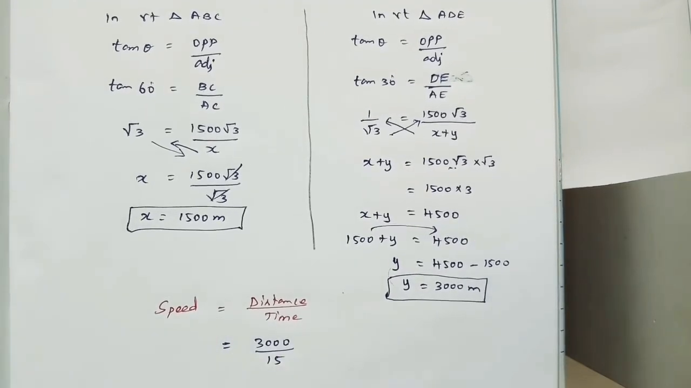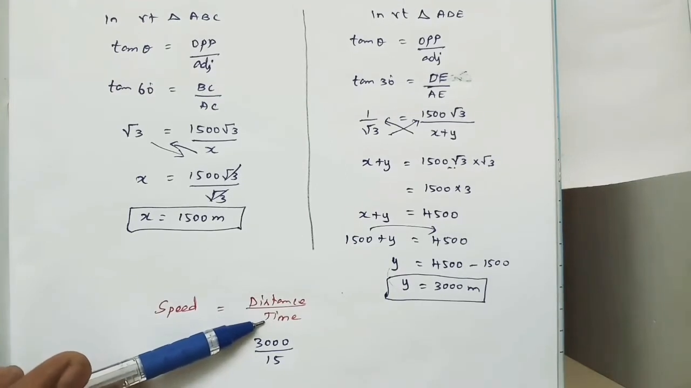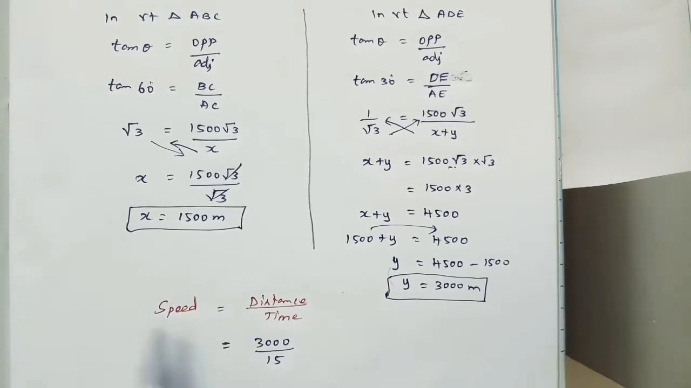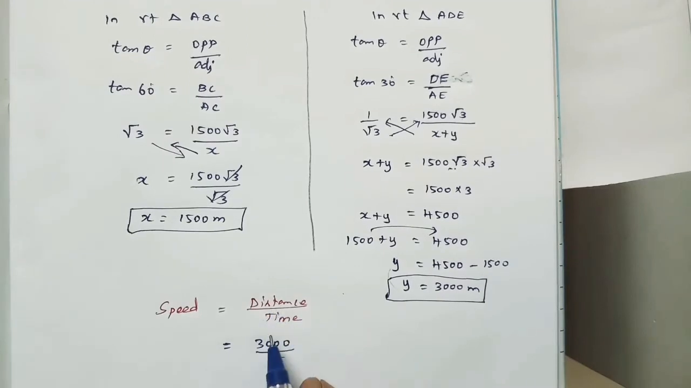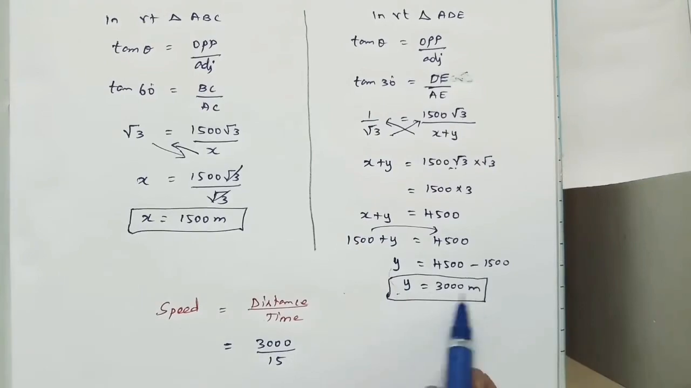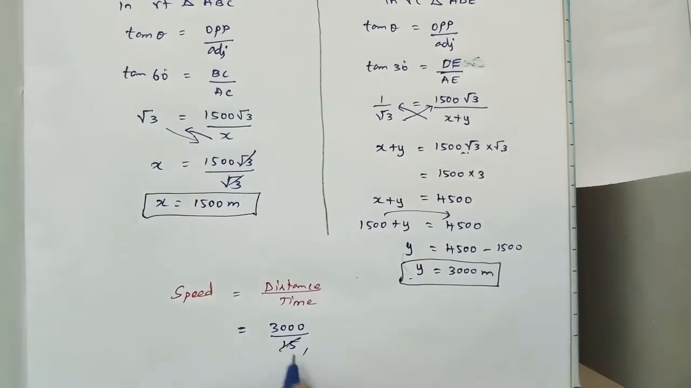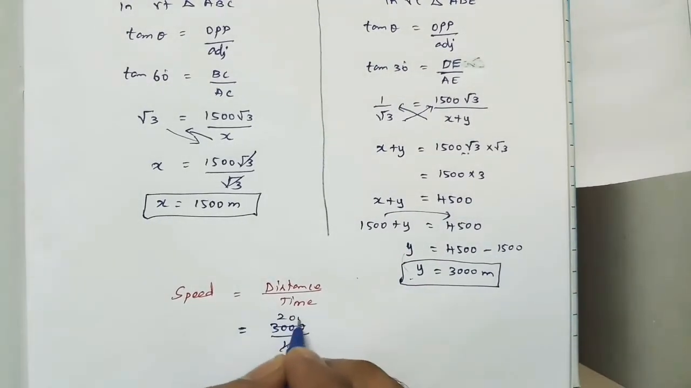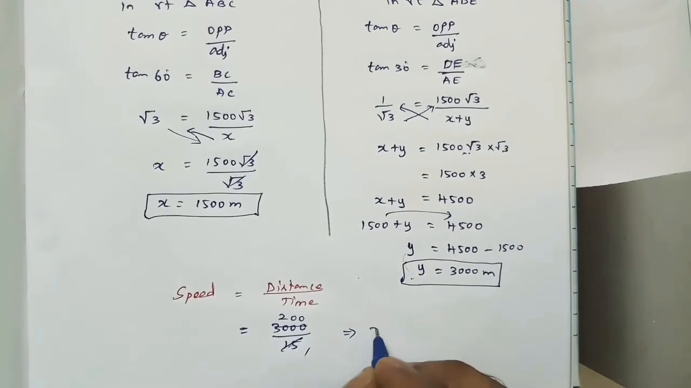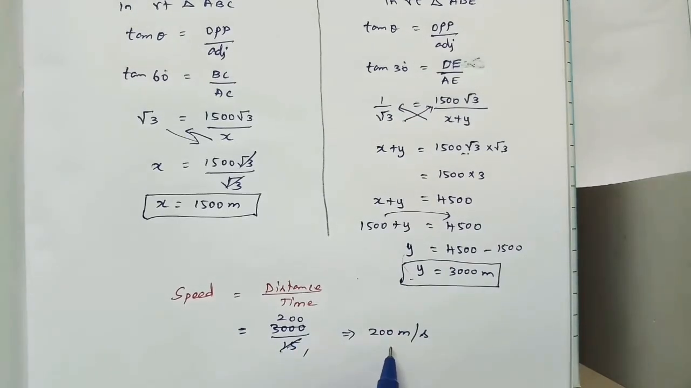We want to check that if the distance is in meter, the time should be in seconds. Otherwise we have to convert to the same units. If the distance is in kilometer, then we have to convert the time in terms of hours. So distance is 3000 meter and time is 15 seconds. So 3000 by 15, simplify, is 200. Therefore, speed is equal to 200 meter per second. The speed of the jet plane is 200 meter per second.